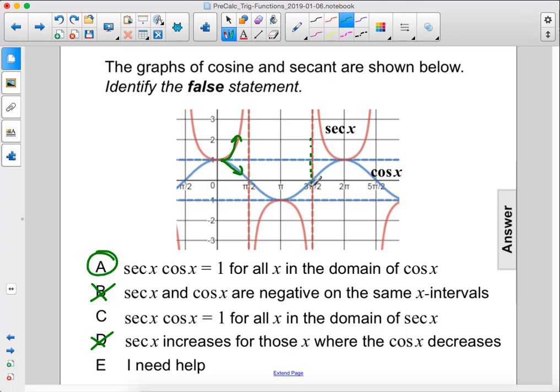At those x values, there is a cosine value, which is 0. However, there is not a secant value, because at 0, the reciprocal of that would be 1 over 0, which is undefined, which is why there are these asymptotes. So this is not true for every value of x. This is not true for values of x that are pi over 2, 3 pi over 2, and so on. The answer is A.